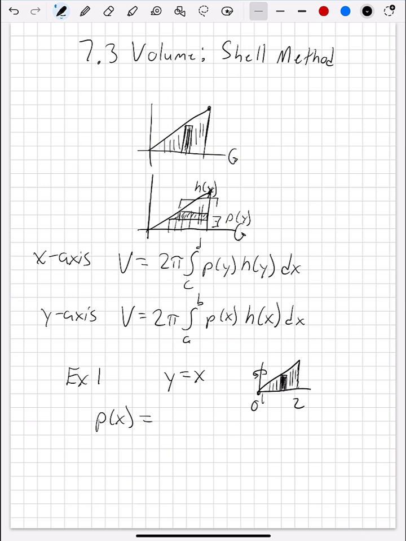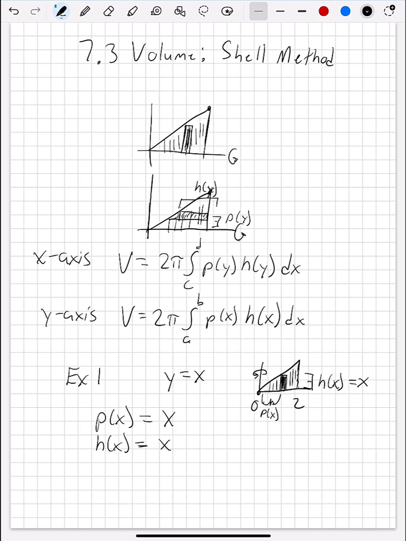p(x), again, is the difference between the center of the rectangle and the axis of revolution. So here it just has a distance of x. If x is 0, it's 0 away. If x is 1, it's 1 away. If x is 2, it's 2 away, and so on. However, since y equals x, the height of our rectangle, h(x), is also represented by x, because if x is 2, the rectangle has a height of 2.